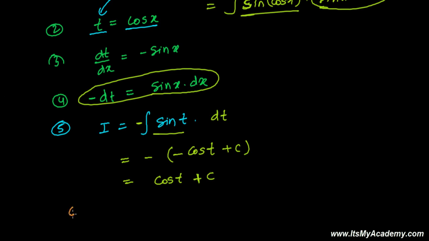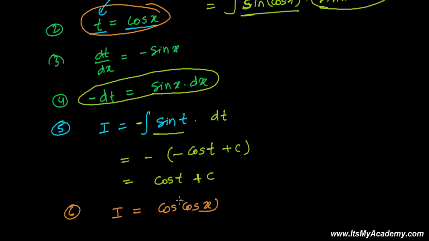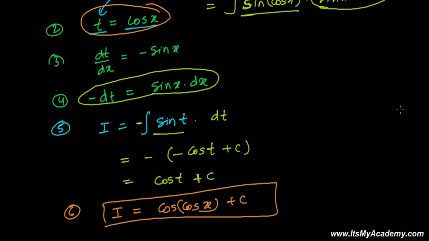Now our final stage, step 6: the integral is cosine of t, and we need to replace t with its original value. We're just going to substitute the value of t as cosine of x, so it's cosine of x plus constant, and that's our solution. This is how we need to do the substitution.